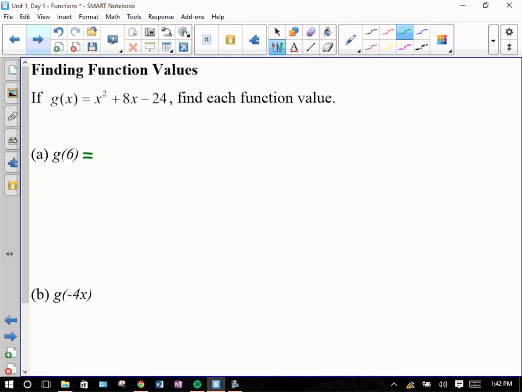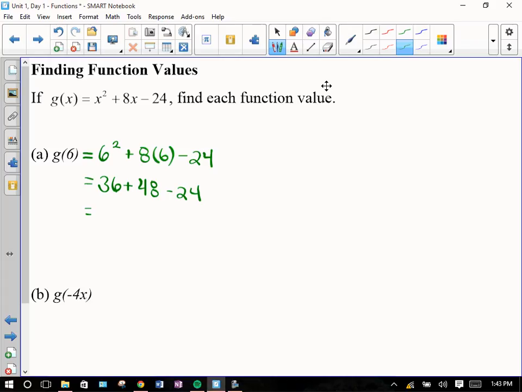So g of 6 is equal to, as Mo just said, we're replacing x with 6. So instead of x squared, it's going to be 6 squared. Instead of plus 8x, it's going to be plus 8 times 6. That's 8 times x. Minus 24. Nothing changed with 24 because there is no x. So 6 squared is 36, plus 8 times 6 is 48, minus 24.